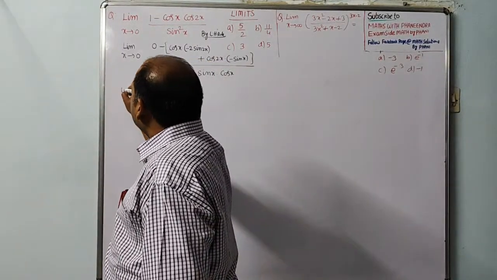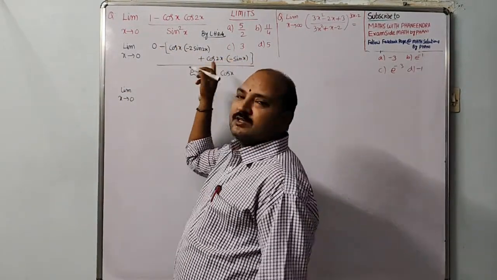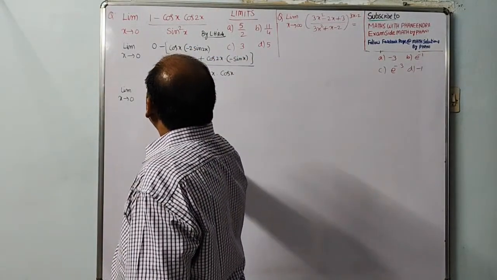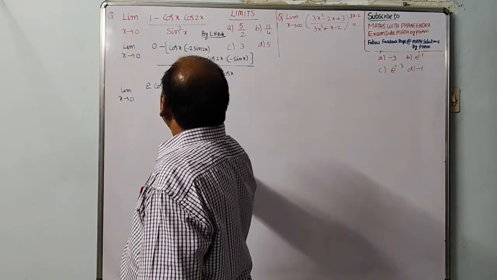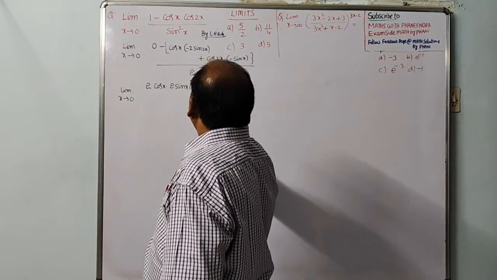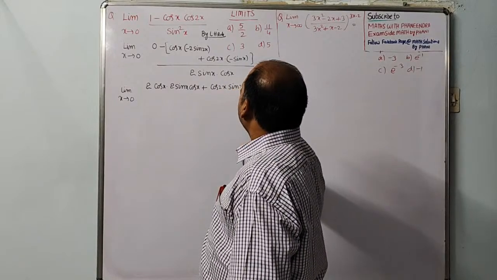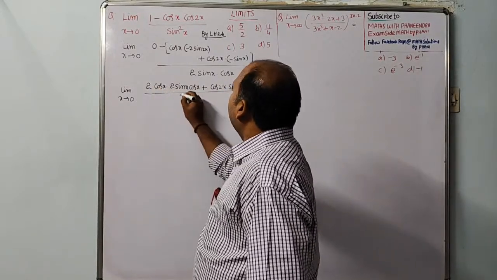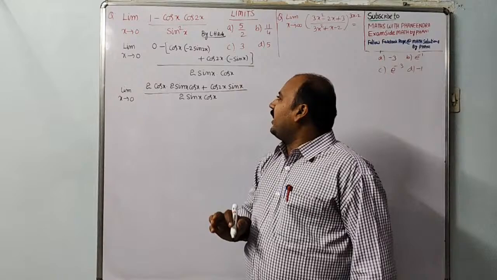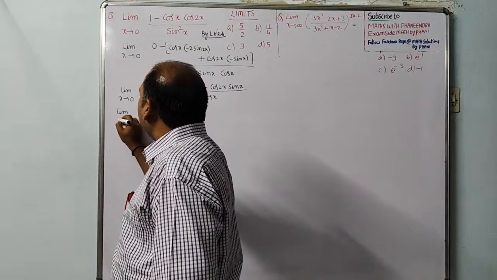So limit x tends to 0. Minus into minus plus, anyway it will be plus. Next, 2 cos x into sin 2x, means 2 sin x cos x, plus cos 2x into sin x, divided by 2 sin x into cos x. From numerator and denominator, we are taking common sin x and then apply the limits.